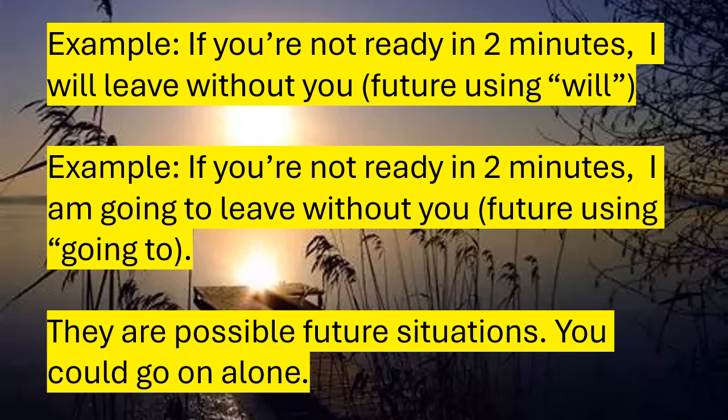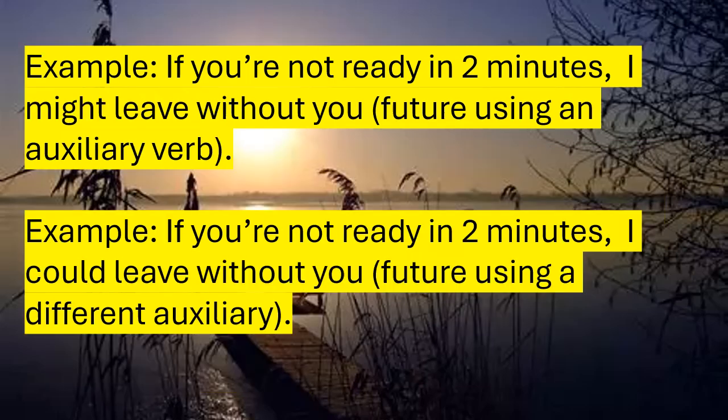Another example, if you're not ready in 2 minutes, I am going to leave without you. So this is not ready is present. Future here is made using going to. I am going to leave without you. So they are possible future situations. You could go on alone. Another example, if you're not ready in 2 minutes, I might leave without you. So this is a future using an auxiliary verb. And another one, if you're not ready in 2 minutes, I could leave without you. Future using a different auxiliary word.